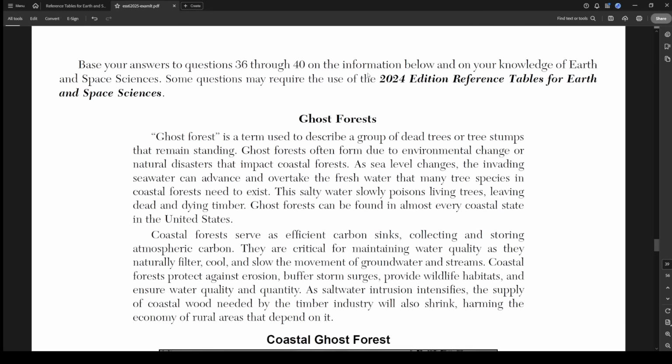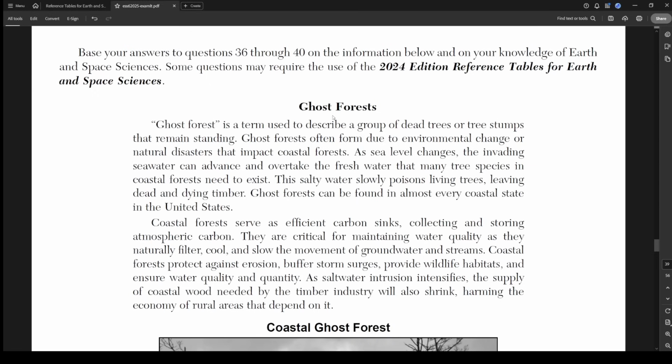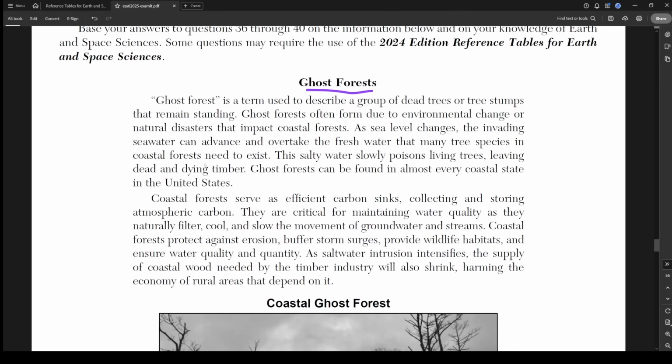Okay. 36 through 40. Oh, here's the other one that everyone was complaining about, the ghost forest. Okay, let's read about ghost forest. Ghost forest is a term used to describe a group of dead trees that remain standing. Ghost forests often form due to environmental change or natural disasters that impact coastal forests. As sea level changes, the invading seawater can advance and overtake the fresh water that many tree species in coastal forests need to exist. So the salty water slowly poisons living trees, leaving dead and dying timber. Ghost forests can be found in almost every coastal state of the United States.